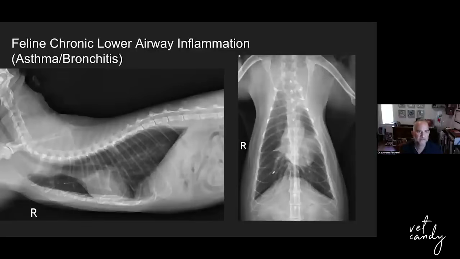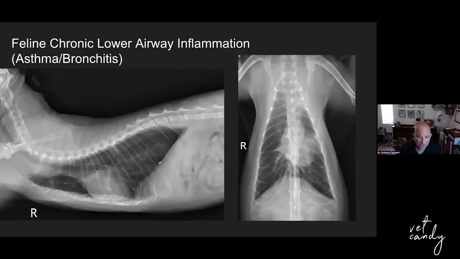Oh, we got to talk about feline chronic lower airway inflammation. I was taught when I was in vet school, it was all asthma. But it's not all asthma. I think the preferred term these days is feline lower airway disease, and there's two types. There's the eosinophilic form, which is an asthma, and then there's the neutrophilic form, which is a bronchitis. And there's radiographically no way to tell between those two.